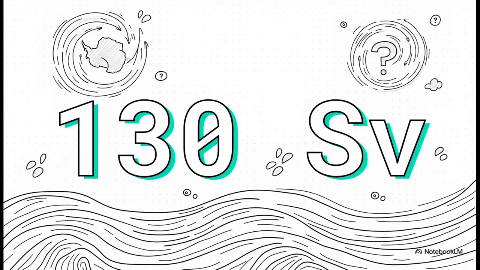Just look at this number, around 130 sverdrups. That's the sheer power of the Antarctic circumpolar current. So what's a sverdrup? It's 1 million cubic meters of water per second. So we're talking about 130 million cubic meters per second. It's the largest current on Earth, so yeah, you can bet questions are going to pop up about it.